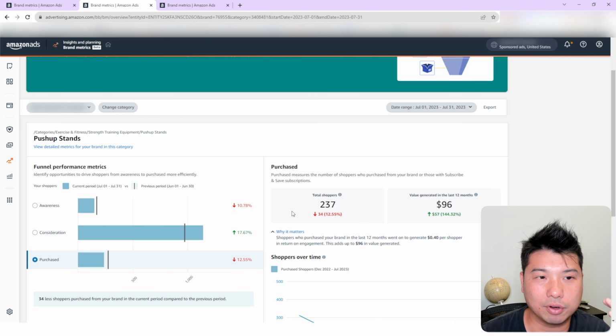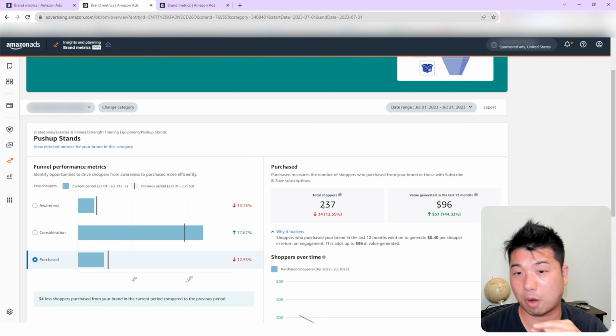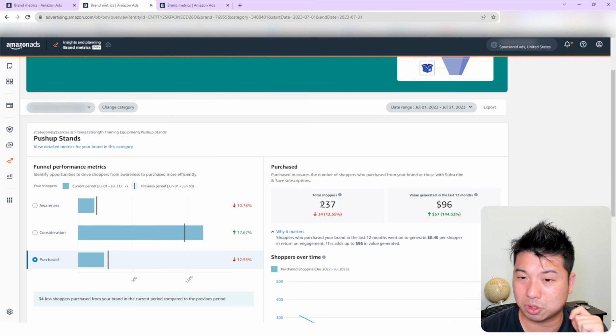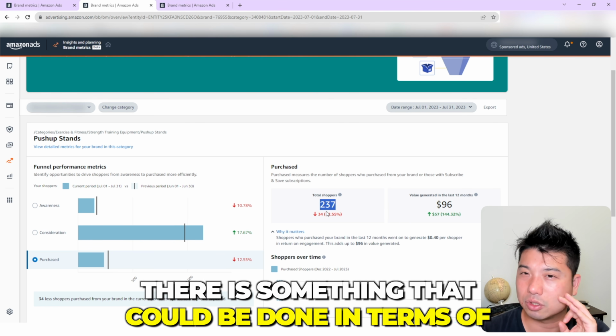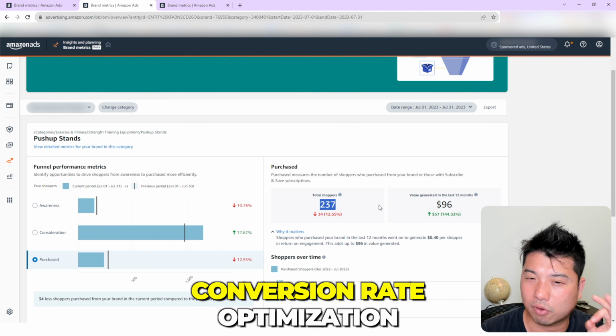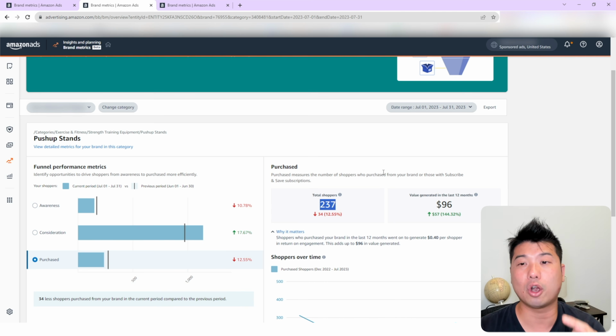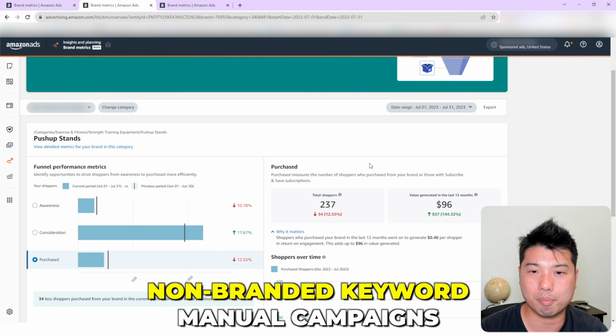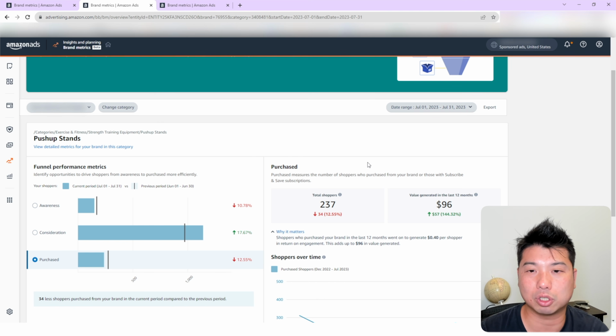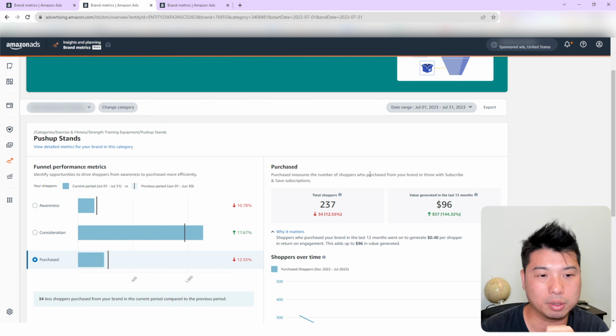So you can see for this particular product, for our brand, the conversion rate seems to have decreased, right? The number of shoppers dropped while the number of considered increased. So that tells me there's something to be done in terms of conversion rate optimization, or that we need to run more non-branded keyword manual campaigns to try to capture the shoppers in the lower end of the purchase funnel.